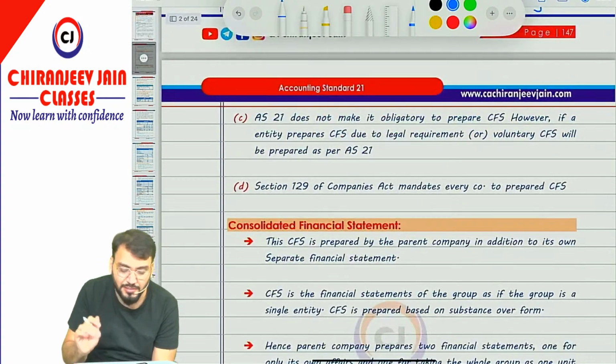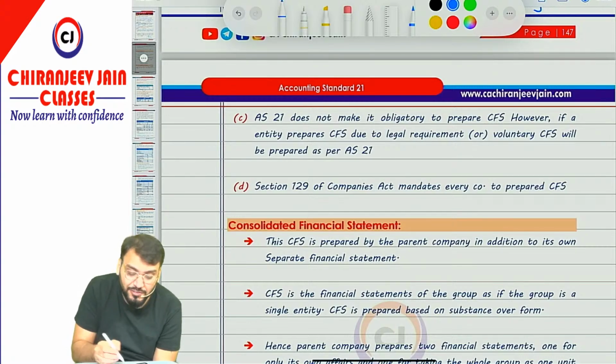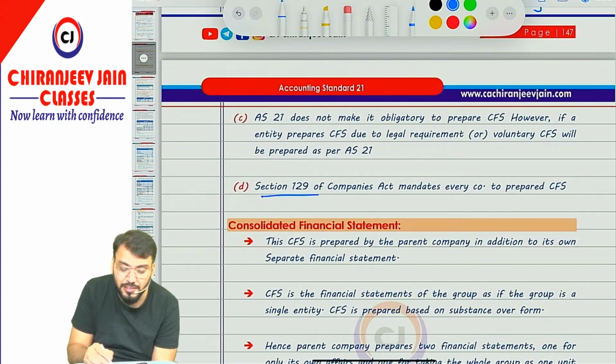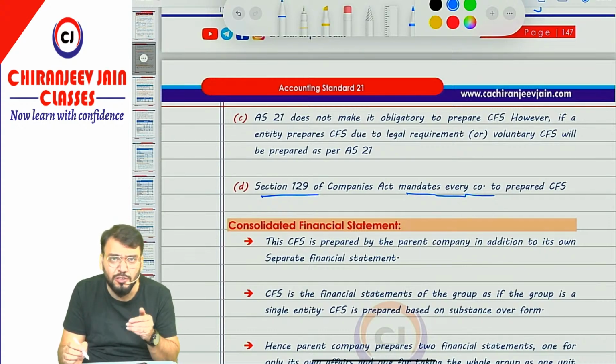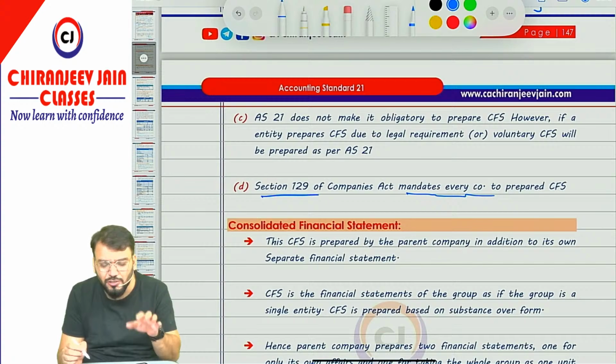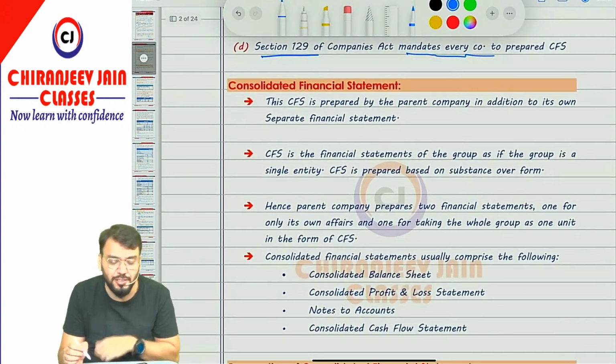Correct? Yes sir. So as per section 129 of the Companies Act, which mandates every company to prepare consolidated financial statements, AS 21 has given only the method of consolidation. AS 21 does not make it obligatory to prepare consolidated financial statements. This was just a little knowledge about AS 21.